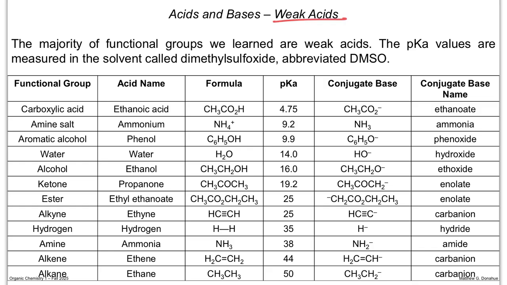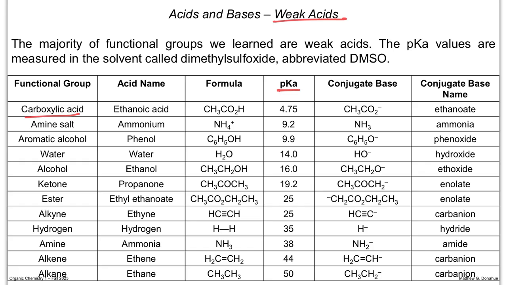So the weak acids are all the organic functional groups that we've learned so far. And this table is arranged according to the pKa column. So remember that the smaller that number, the more acidic. So the first one listed here is carboxylic acid. And I've just given an example of that: ethanoic or acetic acid. And the pKa value is 4.75.